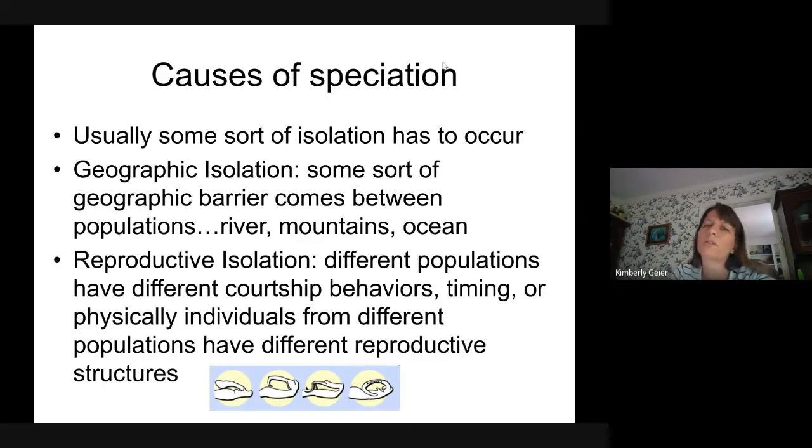There are other causes of speciation. It could be reproductive isolation, that is, different courtship behaviors or timing or physically not being able to reproduce. So this picture here is actually the reproductive organs of barnacles, and you can see they're all shaped very differently. So different populations of barnacles physically cannot reproduce with other populations. So all of these are causes of speciation, and that would lead to a new species arising.